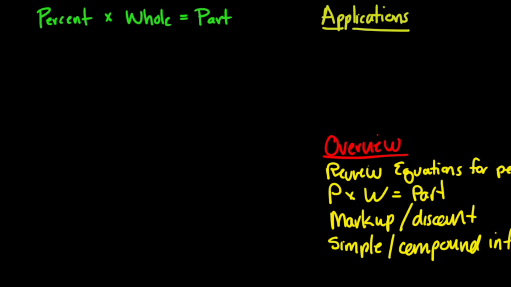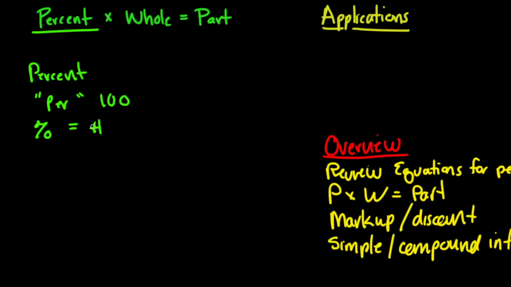So let's start with the percent equation. The percent equation says percent times the whole equals the part. Now, what is a percent? Let's break down what it means to have a percent. Percent literally means per 100. So I can say this is the same thing as per 100. You can actually rewrite the percent sign as some number over 100.